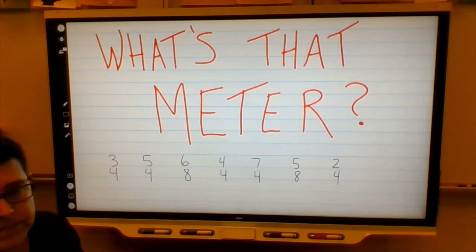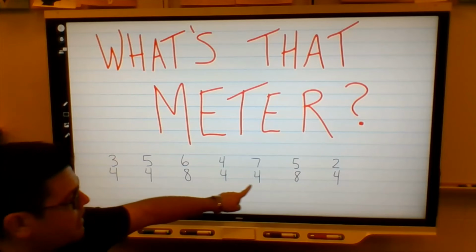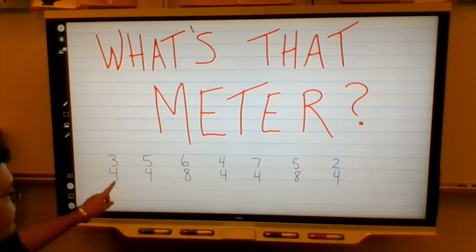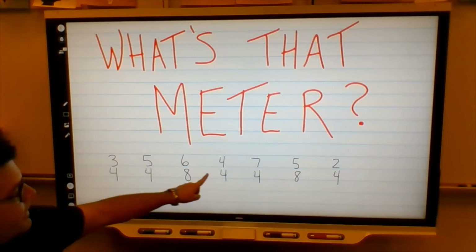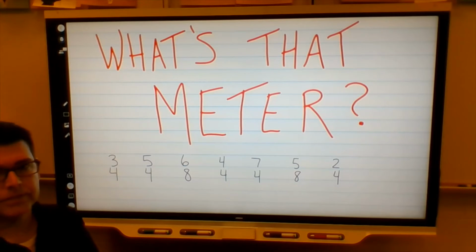If I'm going faster, chances are it's going to be one of the meters that has an 8 on the bottom, because that means we're counting 8th notes. If I'm going slower, chances are it's going to be one of the time signatures that has a 4 on the bottom, because those are going to be the quarter note beats. Okay, here's the first one. Listen carefully, see if you can guess. What's that meter?